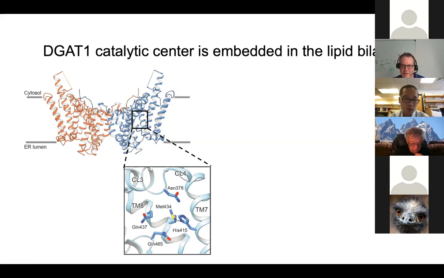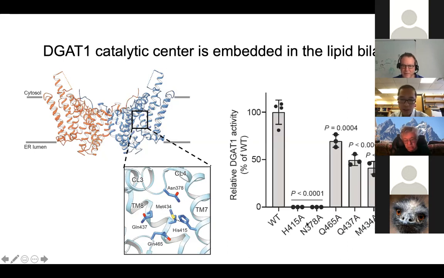To verify whether those residues are important for activity, we mutated those residues one by one to alanine and measured the protein activity. As you can see, all of them decrease the protein activity, but 2 of them, the histidine as well as this asparagine, seem essential for activity. Collectively, these data demonstrate that the active center of DGAT1 is embedded in the ER membrane.